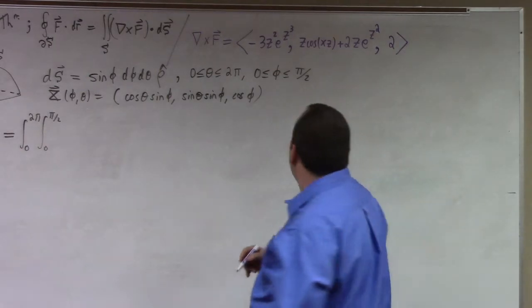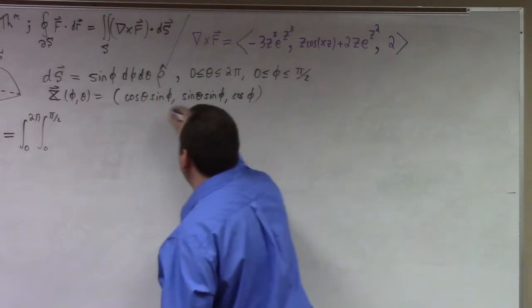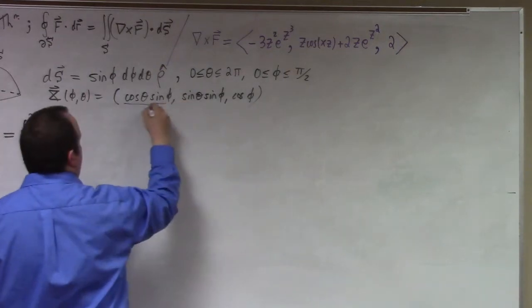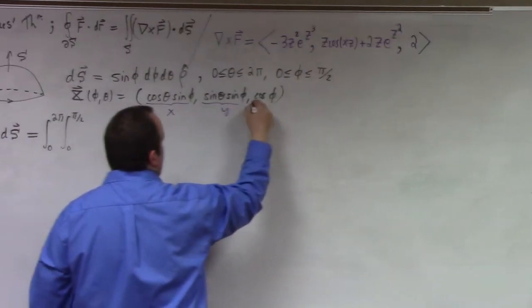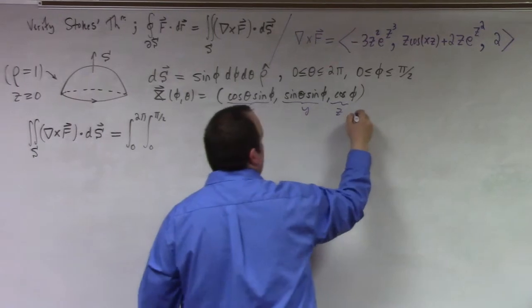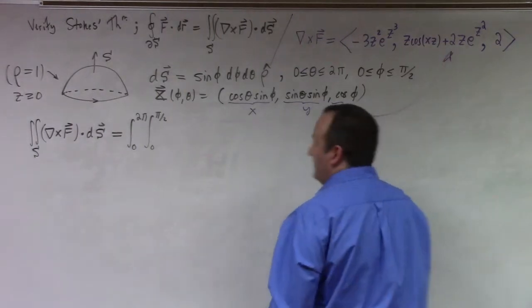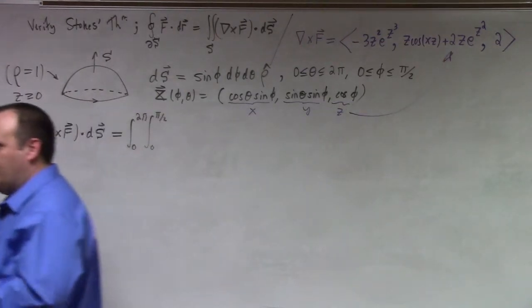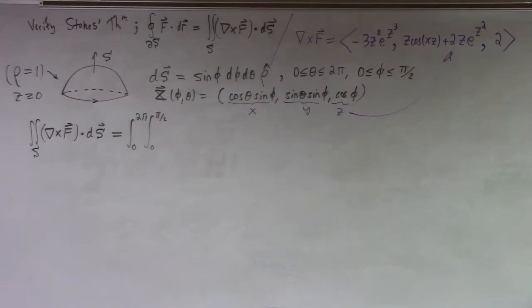Now the thing is, we have to take this x, this y, this z, and shove them up in there to get the curl of f evaluated at the parameterization. That's how we do the surface integral. We evaluate the vector field at the parameterization. And so what does that mean?